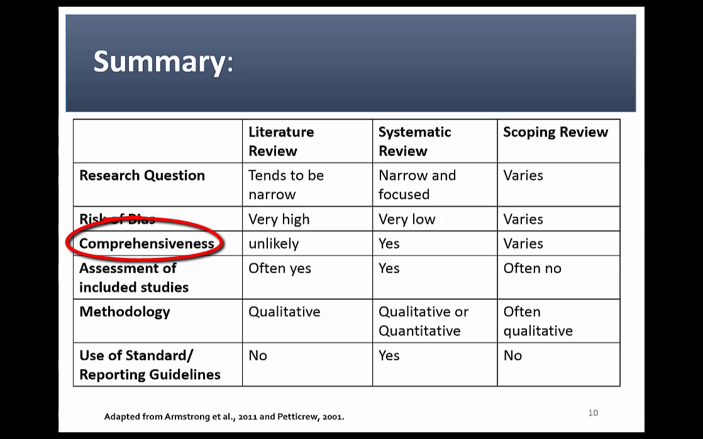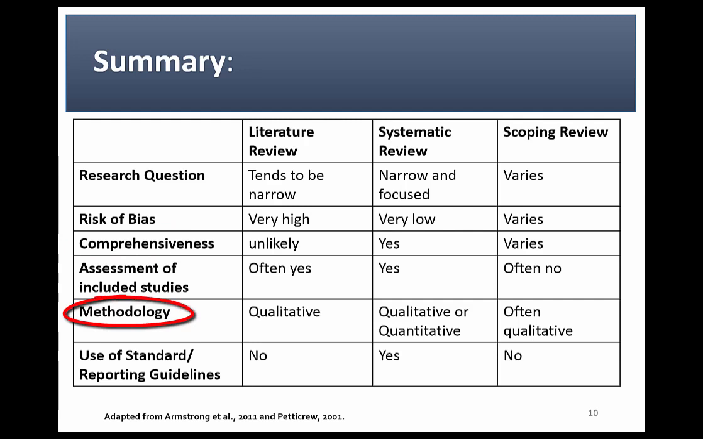Comprehensiveness. Narrative reviews are rarely comprehensive as they do not involve a systematic search of the literature. Systematic reviews are highly comprehensive. In scoping reviews, the authors are likely to have made significant efforts to be comprehensive, but this may be hard to achieve if the research question is broad.